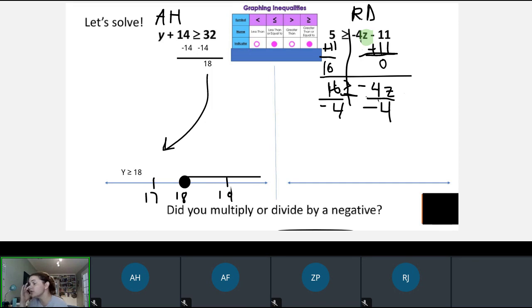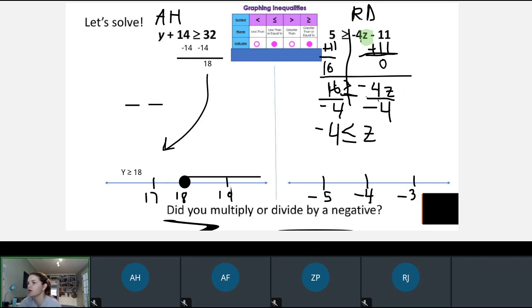You don't have to do long division. You can actually type this in your calculator. So just type in 16 divided by negative 4. And you're going to get negative 4. Since we divided by a negative, we're going to flip our sign the other way. So our answer is that negative 4 is less than or equal to z. So that means for my z values, I want z values that are greater than or equal to negative 4. So Richard, can you go ahead and graph that one for me?